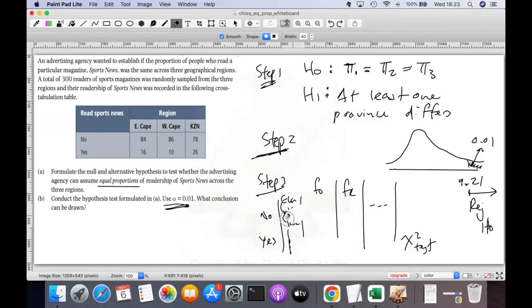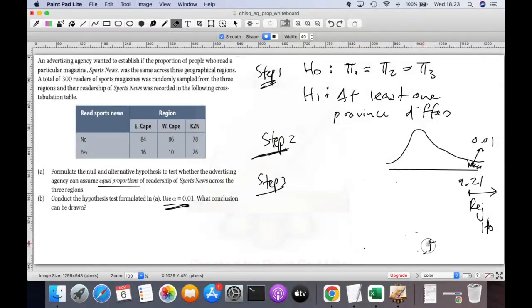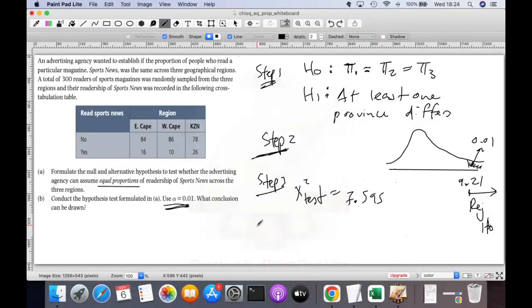So I'm going to erase that. I'm just going to give you the test statistic. Tell you what it is. Chi-squared test is equal to 7.595. Sorry, pen is irritating me here. 7.595. Okay, and then now step 4, do we accept or reject H0?